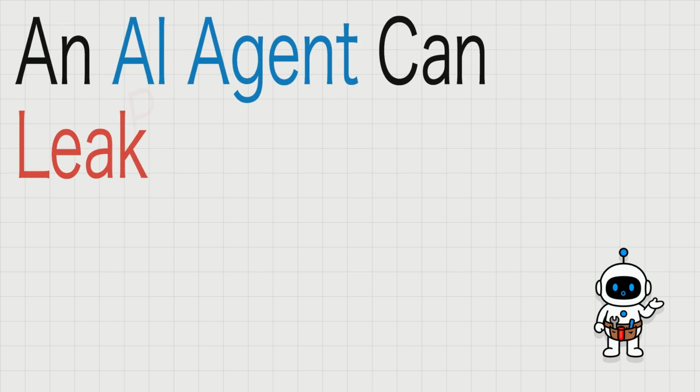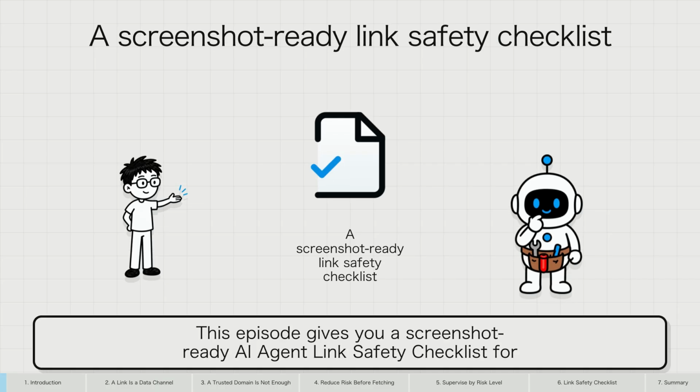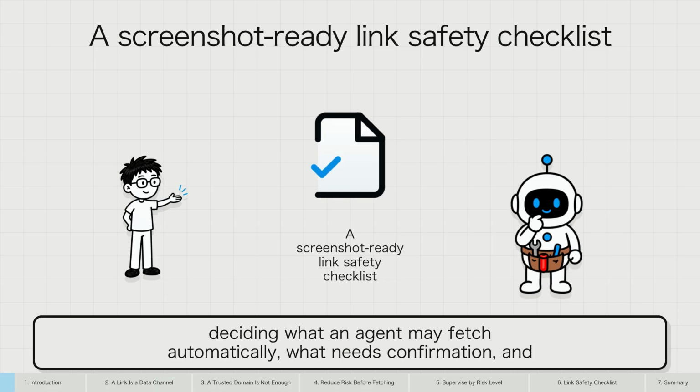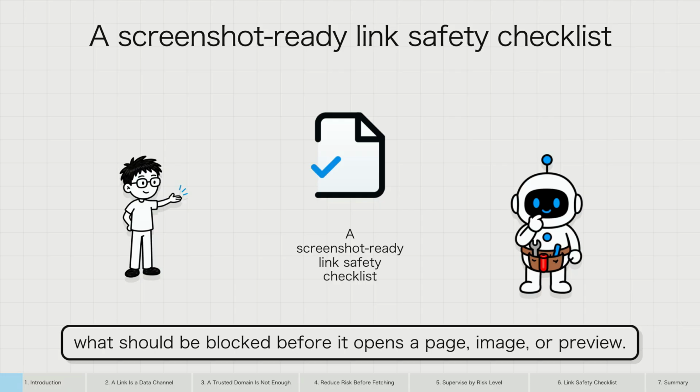An AI agent can leak private data just by opening a link. This episode gives you a screenshot-ready AI agent link safety checklist for deciding what an agent may fetch automatically, what needs confirmation, and what should be blocked before it opens a page, image, or preview.